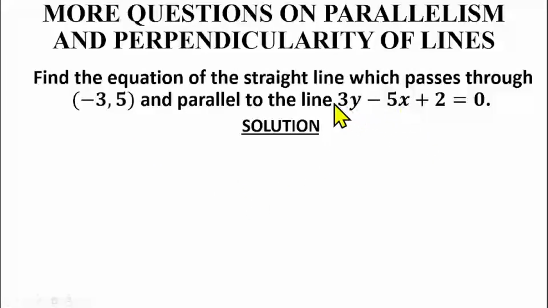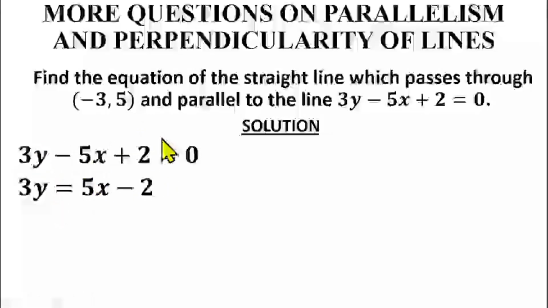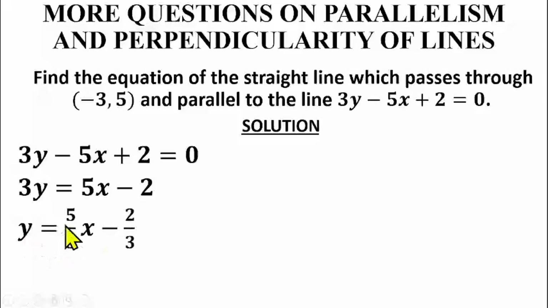So all we need to do is to first of all find the gradient of this straight line, which is 3y minus 5x plus 2 equals 0. And by now you know how to find the gradient of a straight line from its equation. All you need to do is to make this equation look like the general equation of a straight line. But it does not look like that yet. So you need to make y the subject of the formula first. So take minus 5x and 2 to this side. You have 3y equals 5x minus 2. Divide through by 3. You have y equals 5 over 3 x, then minus 2 over 3.